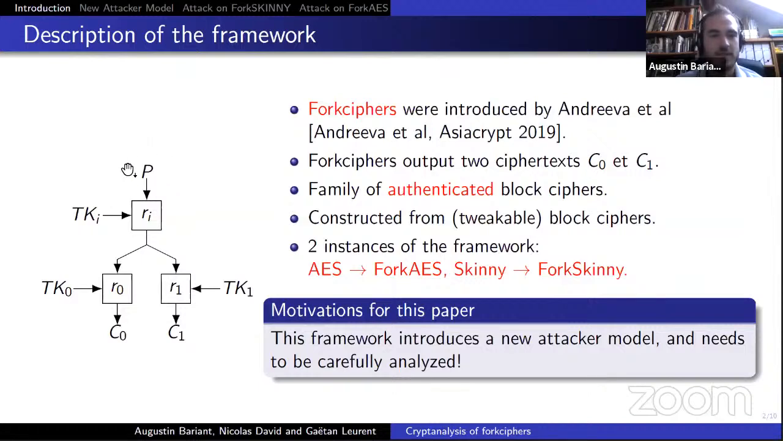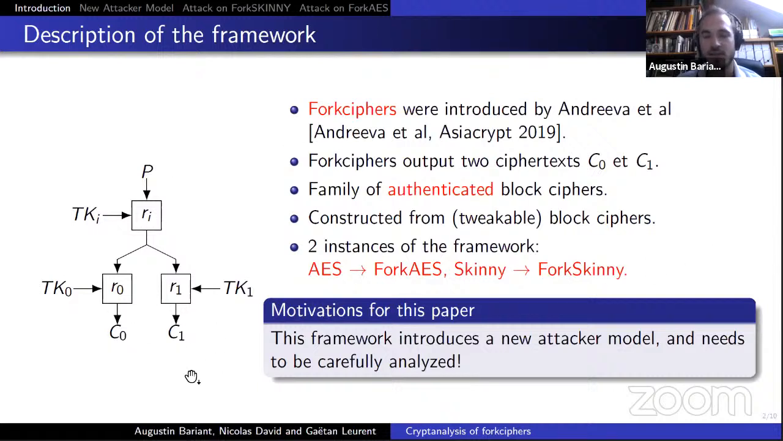So the plaintext first goes through Ri rounds of this block cipher. Then the state is forked, and it goes respectively through R0 and R1 rounds of the block cipher to output C0 and C1. Note that TK1 and TK0 are the exact tweakey material from the base block cipher, and TK1 is derived a bit differently.